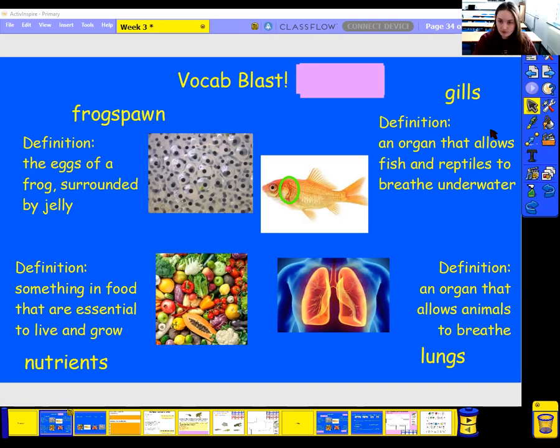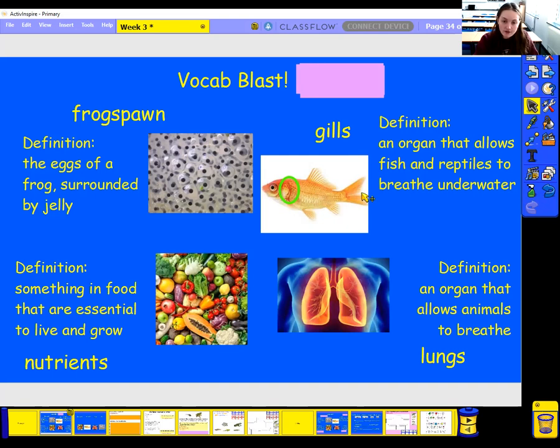Fantastic. The next word that we're looking at is gills. I'll say it and you can say it. Gills. Fantastic. And these are gills.